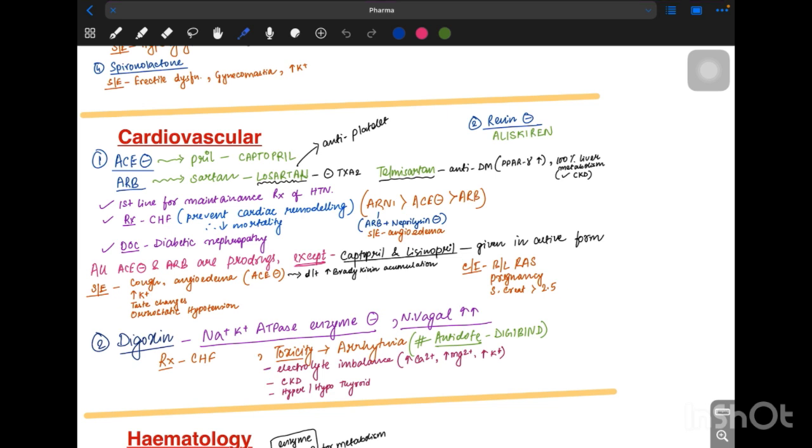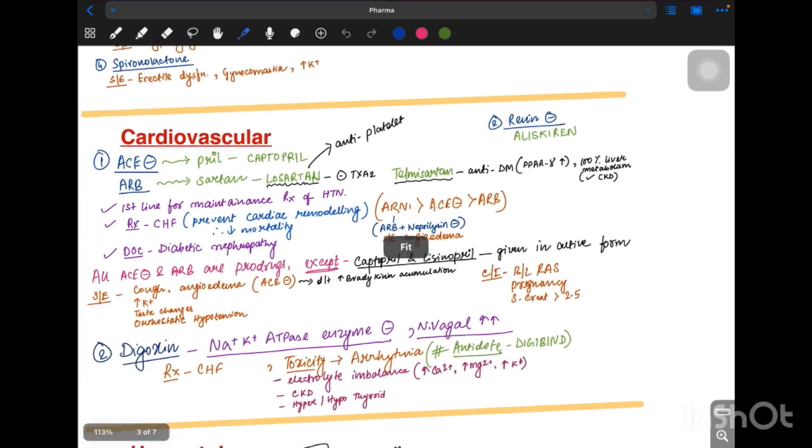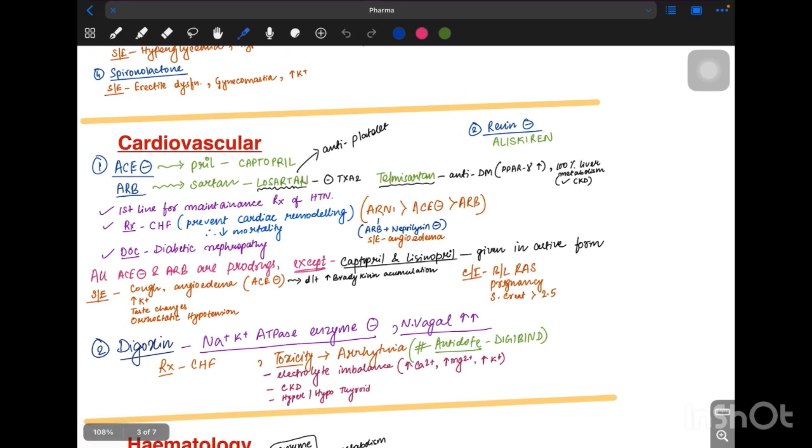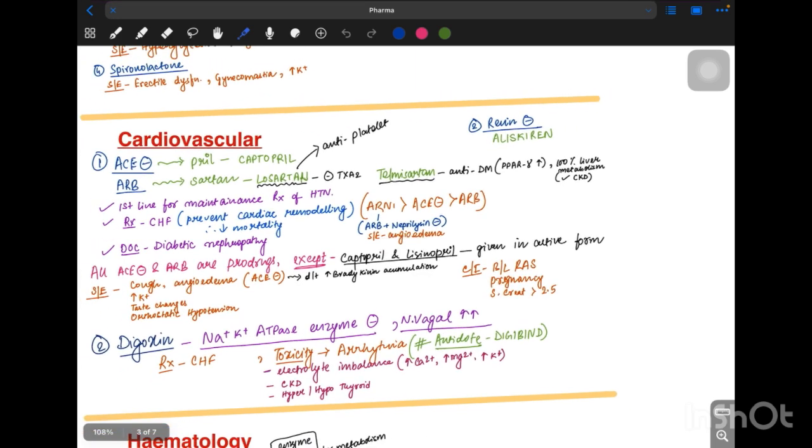It is ACE inhibitors and angiotensin receptor blockers. Now, the first choice for cardiac remodeling, to prevent cardiac remodeling or to decrease mortality, is ARNI. ARNI is a new group of drugs. It is a combination of ARB, angiotensin receptor blockers, and neprilysin inhibitors. So it inhibits the neprilysin, and the drug name, like it's angiotensin receptor blocker.